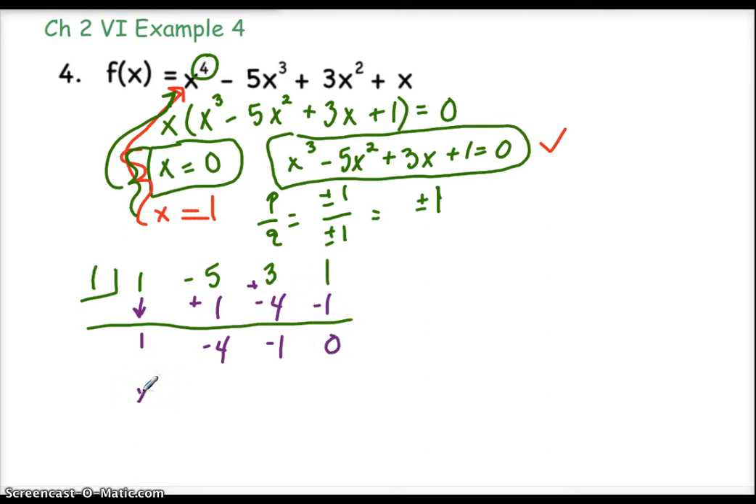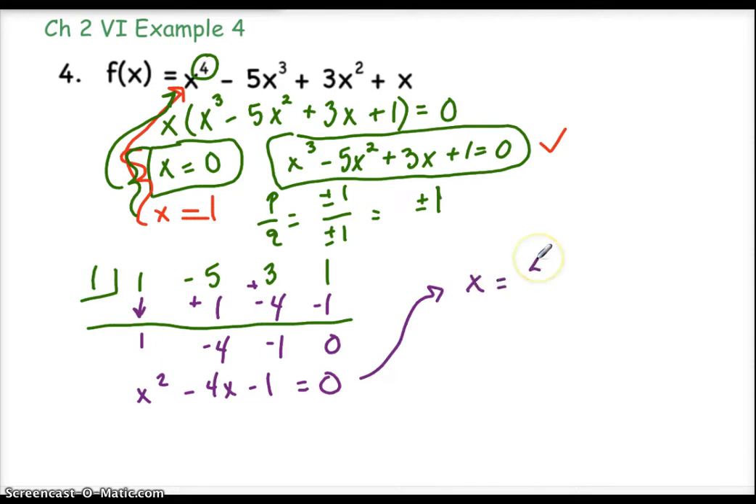So now I have the polynomial x squared minus 4x minus 1. Set that equal to 0 to find the remaining zeros. Well, this obviously will not factor. We already recognize that it shouldn't because we know the other zeros that we saw in the graph were complex. So let's solve this using the quadratic formula.